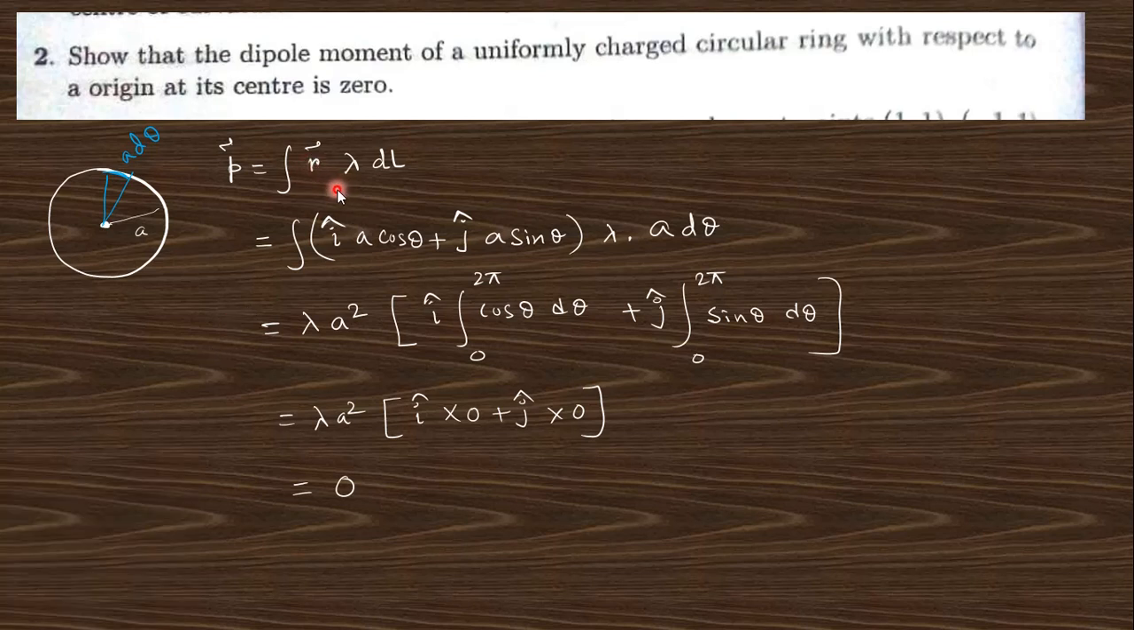If you write this in the 2-dimensional polar coordinate system, r is written as i cap a cos theta plus j cap a sin theta, and lambda dl is lambda a d theta. If you integrate and separate, the integral of cos theta from 0 to 2 pi is 0. Similarly the integral of sin theta from 0 to 2 pi is also 0. So finally the total is 0.